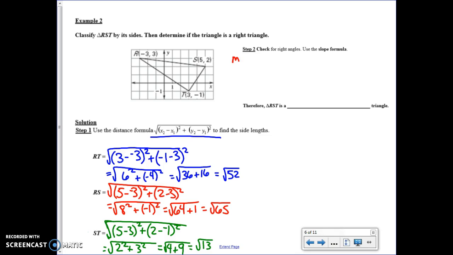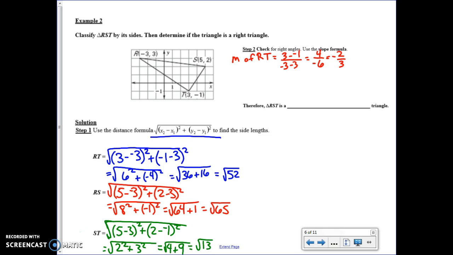So the slope of RT. Remember that our slope formula subtracts the y values. So I'm going to do 3 minus a negative 1 over, and then I started with point R, so I'm going to start with point R again, negative 3 minus 3. So 3 minus a negative 1 is 4. Negative 3 minus 3 is negative 6. I know I can reduce that. Those are both even. So I end up with negative 2 over 3.